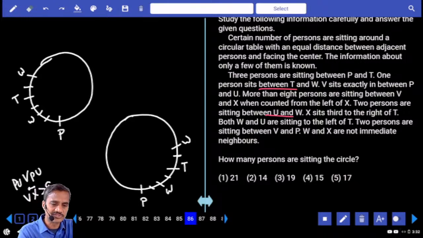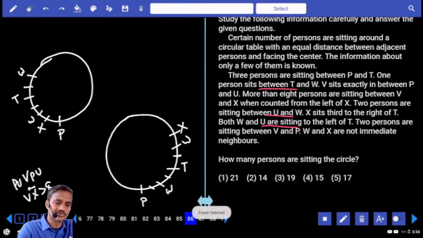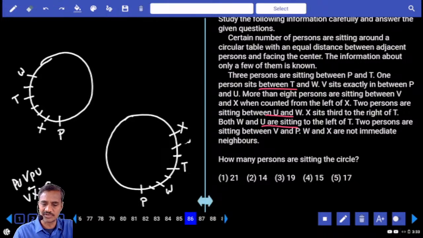And X is seated to the right of T. Both W and U are sitting to the left of T, hence W cannot be here. Both W and U are sitting to the left of T and W cannot be here. Are you getting this or not?